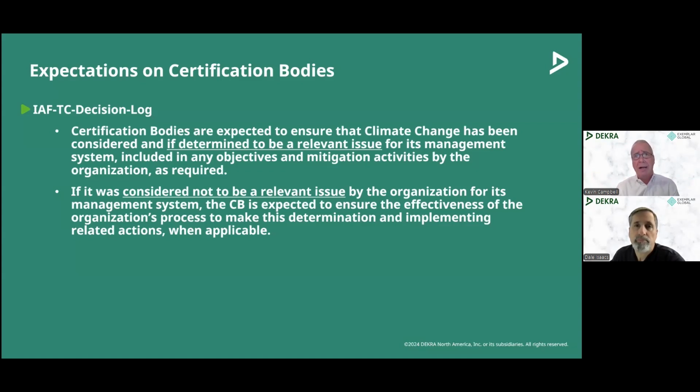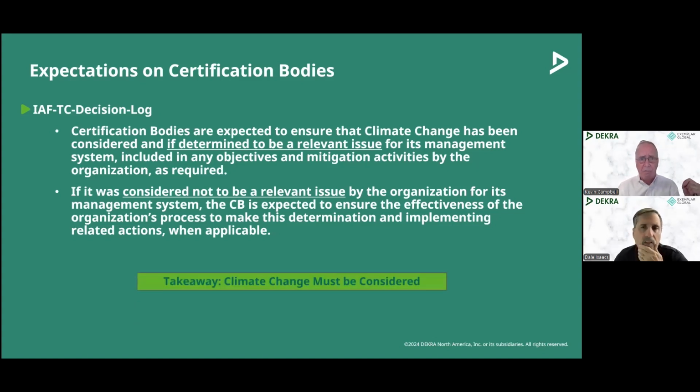I get asked a lot, well, when do you issue an NCR? Well, to the best of my knowledge, we haven't yet. I would have to have a client that jumped up and down and said, no, I will not consider climate change. As long as you're considering it in the process, and working to make that determination, we shy away from writing any kind of NCRs over this issue.